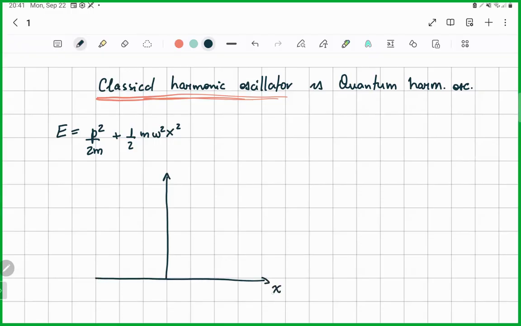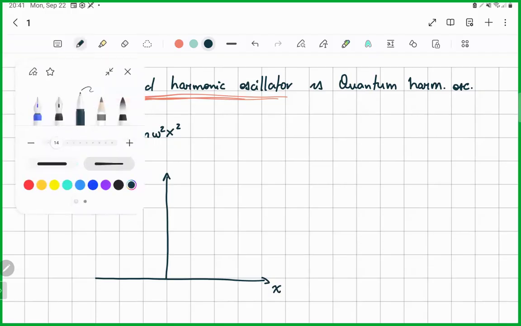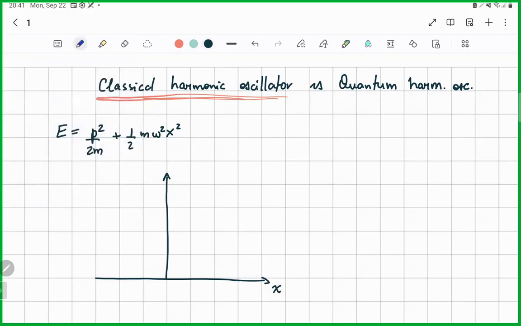So this is X. We want to make a plot of the harmonic oscillator. I'll put this curve in blue. X there is x squared. So what we have is a parabola. When x is 0, the potential is 0. As x becomes large, the potential energy becomes very large. So this is a parabola. All right, good.